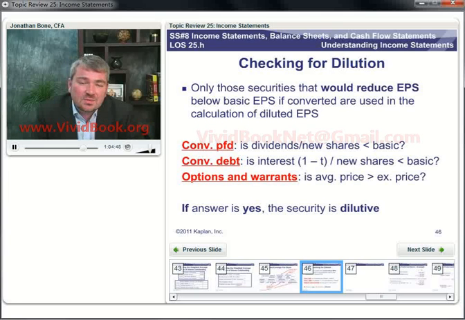Employee stock options and warrants, we use a different technique. What we look at is the average stock price during the year and compare that to the strike price, i.e. the exercise price on the option. If the average price is greater than the exercise price, we conclude that these options would be exercised or these warrants would be exercised. And remember, it doesn't matter whether they can be exercised this year or not. That's irrelevant to the computation. But if they would be exercised, if they could be, then they will be dilutive. Okay, let's take each one of these in turn.